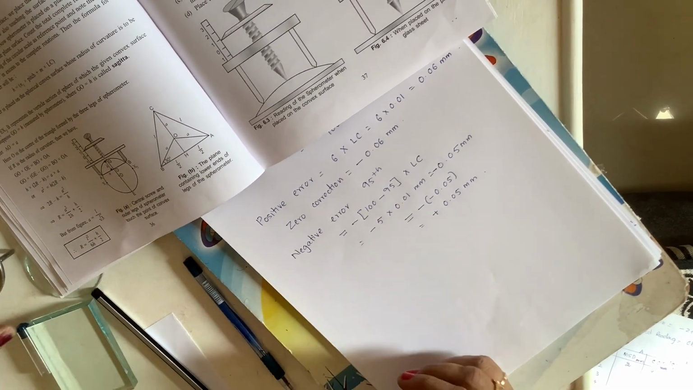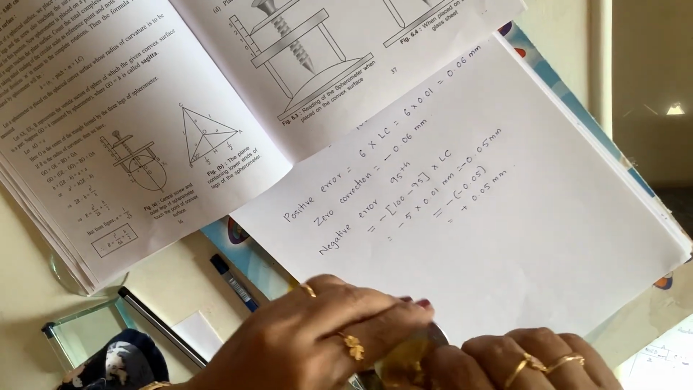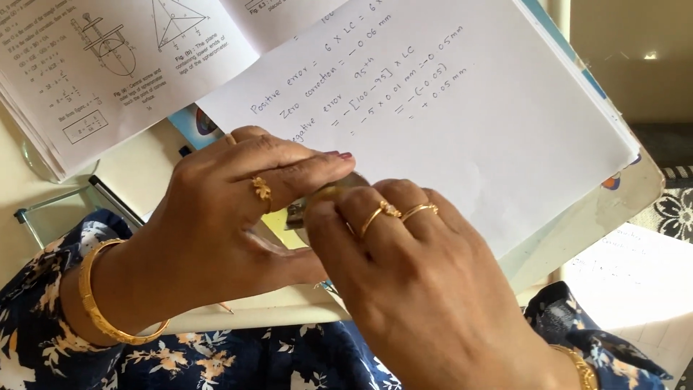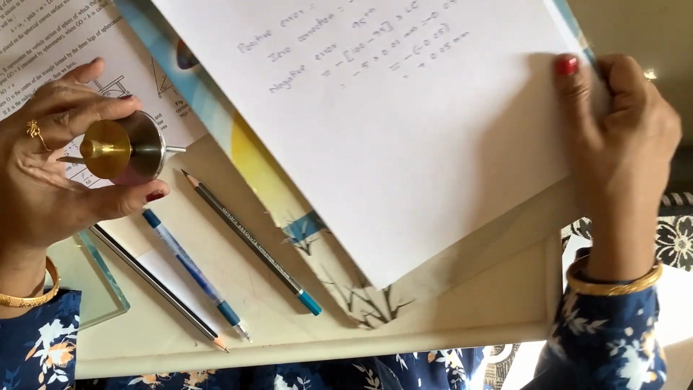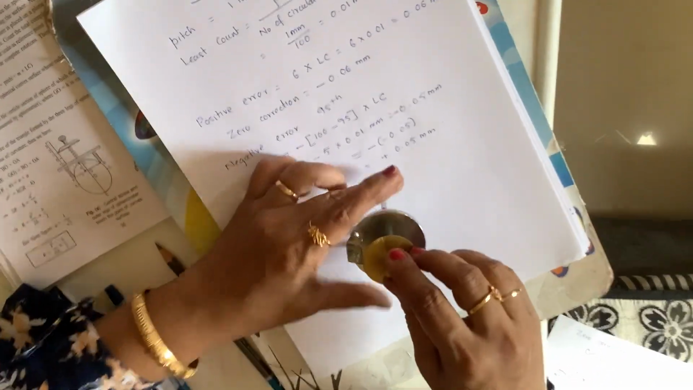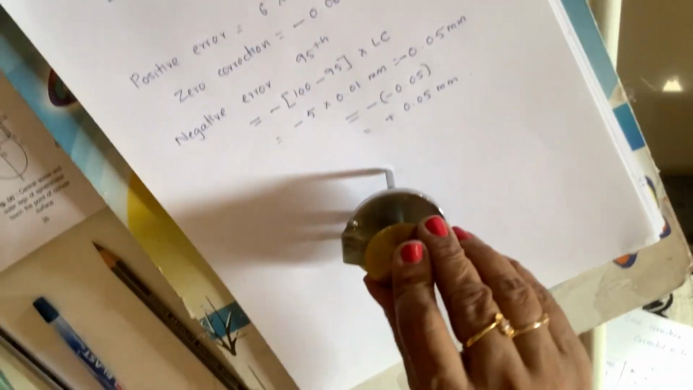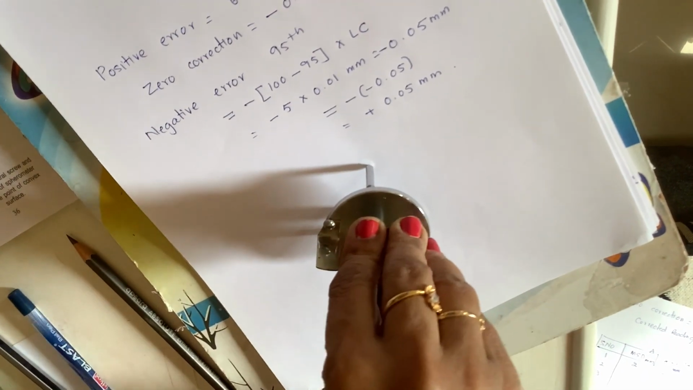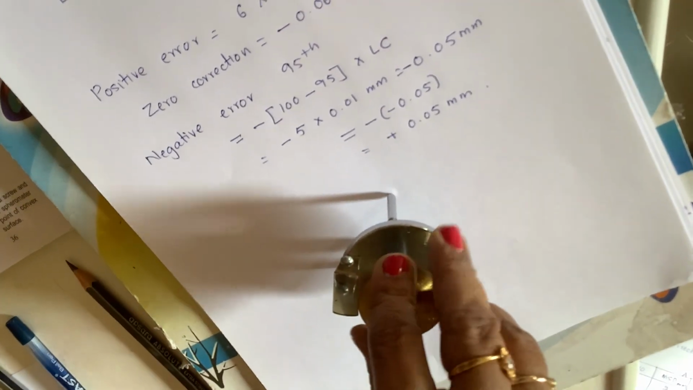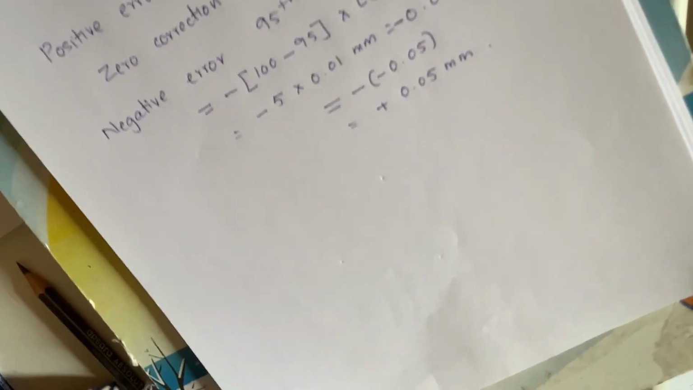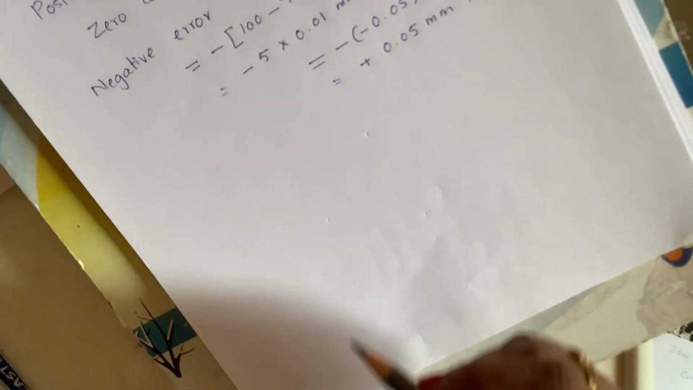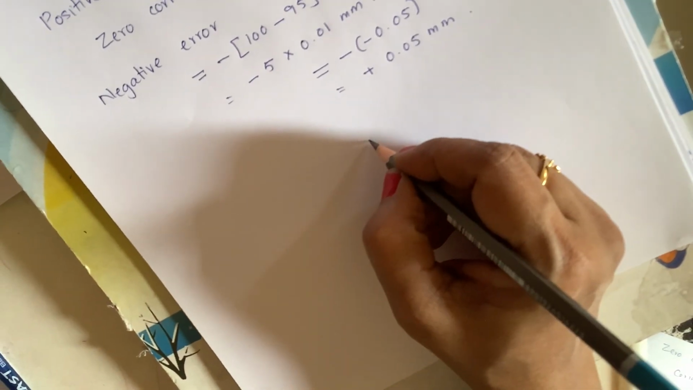After that, take this spherometer, lift it up a little, place it onto your observation book and press it like this. Let the prick marks be there. I hope you are seeing now. Yes or no? Yes.